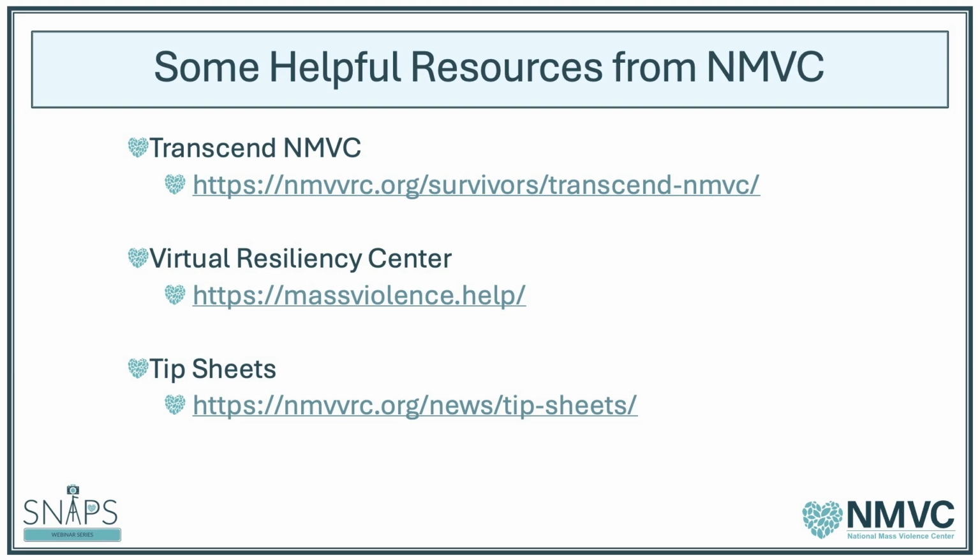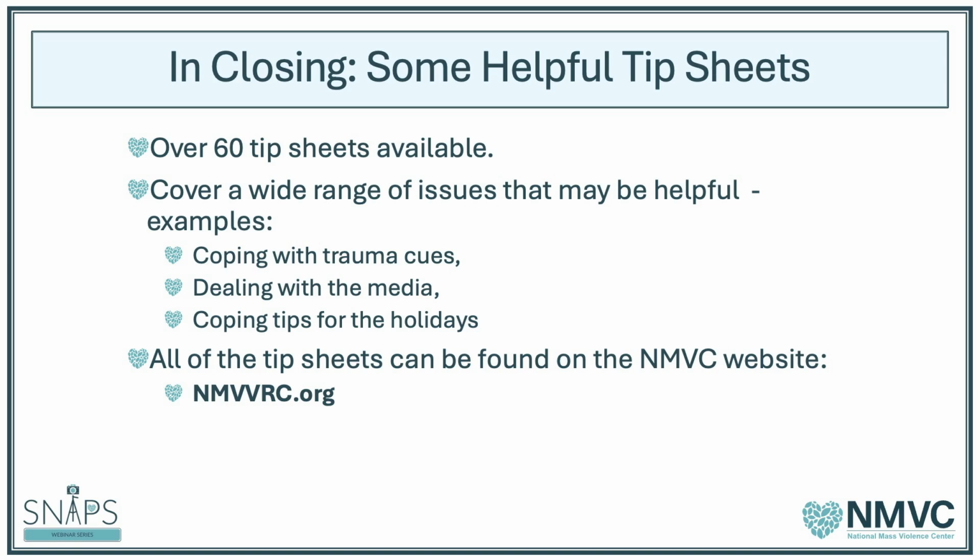Also, several communities have partnered with the Mass Violence Center to provide information for those who are affected by a mass violence incident. We also have some helpful tip sheets. There have been over 60 created to help individuals and communities who are looking for information and resources. They cover a wide range of issues that may occur with a mass violence incident, such as coping with trauma cues, dealing with the media, coping tips for the holidays, steps to identify a trained therapist, and many others. All of these tip sheets can be found on the National Mass Violence Center website.